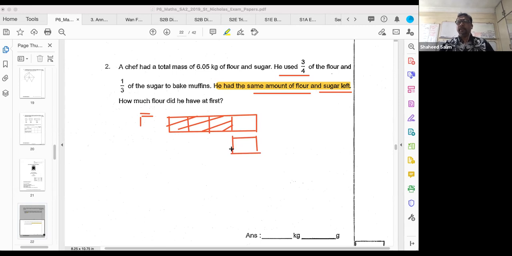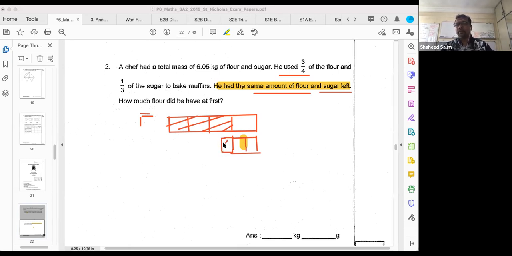Now they tell you that for sugar, he used how much? For flour, he used 3/4. For sugar, he used 1/4. So where is the 1/4? This one is left, you know. So left must be how many quarter? 2/4. Left is actually 2/4. So I cut this into 2. Why? Because left 2/4, then use 1/4. No, not 2/4, 2/3. And then use 1/3.